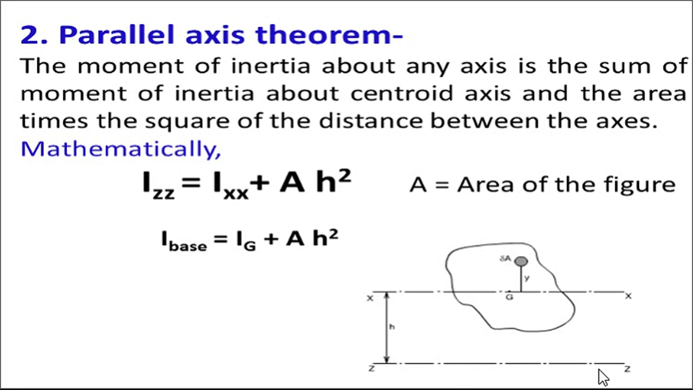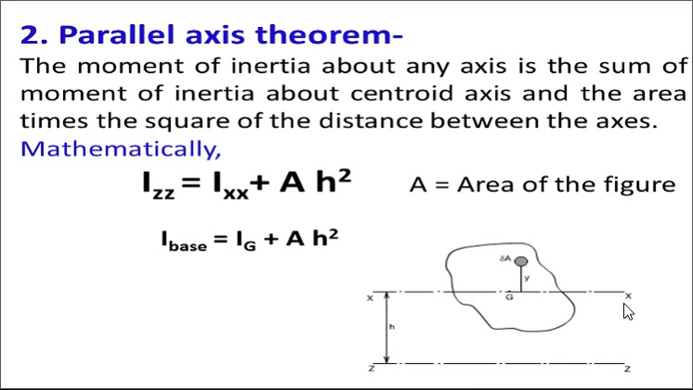If I want to calculate the moment of inertia about the zz axis, which is at a distance h from the centroid, from the center of any geometrical figure, the distance is taken as h. Here h is the perpendicular distance between the two axes, the z axis and the x axis. So how to calculate that? Izz, the moment about the zz axis, will be equal to the moment of inertia about Ixx plus A h square.